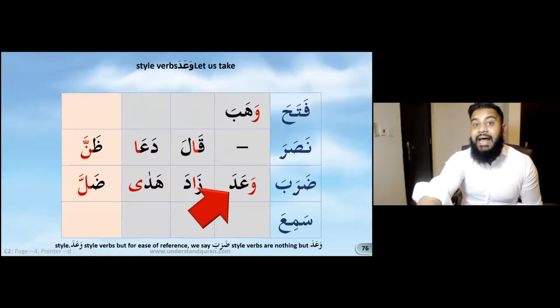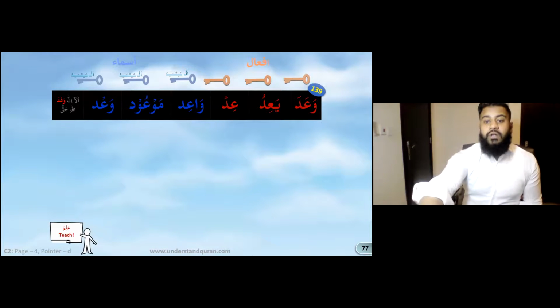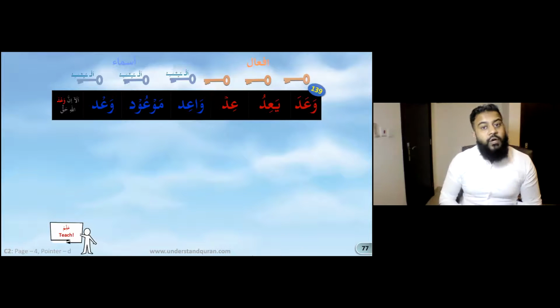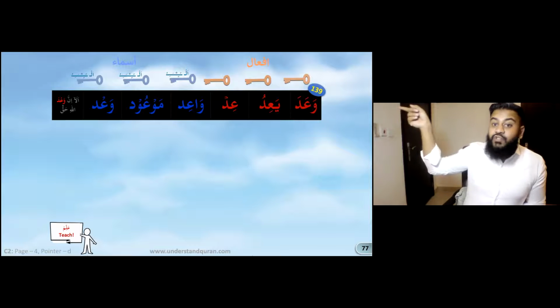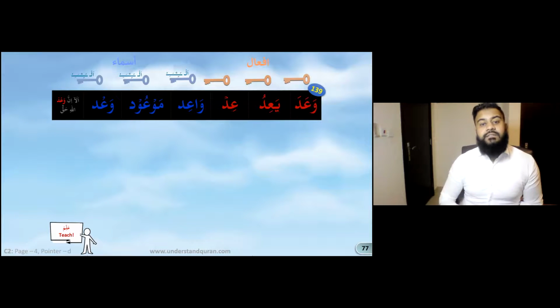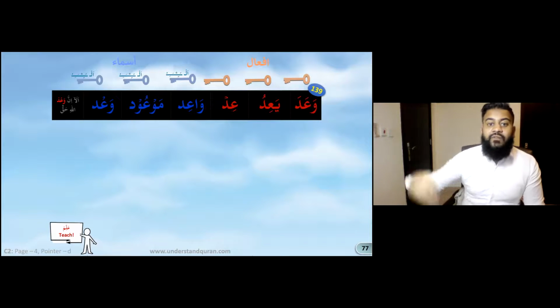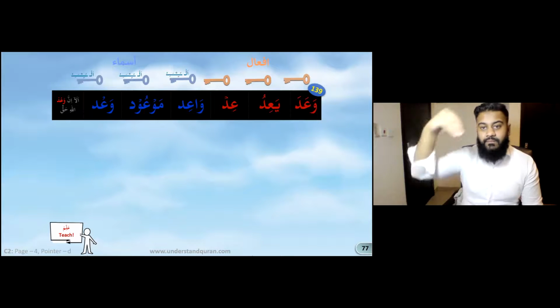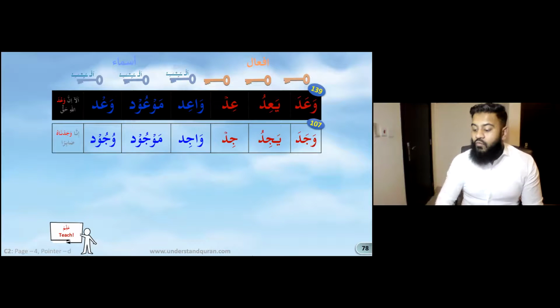Now let's move on to the last style that we're practicing today, inshallah, which is wa'ada. Wa'ada follows a similar pattern, for the daraba form. We're going to go into the pattern straight away. So we have wa'ada, ya'idu, id. وعد يعد عد. And for the nouns, we have wa'id, maw'ud, wa'd. واعد موعود وعد. Alhamdulillah.